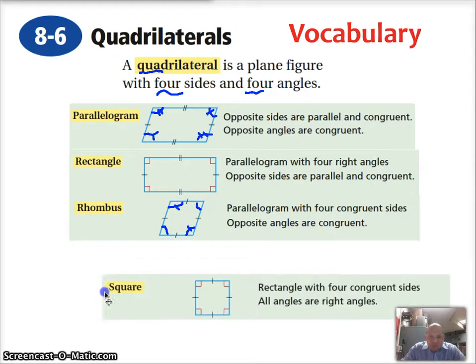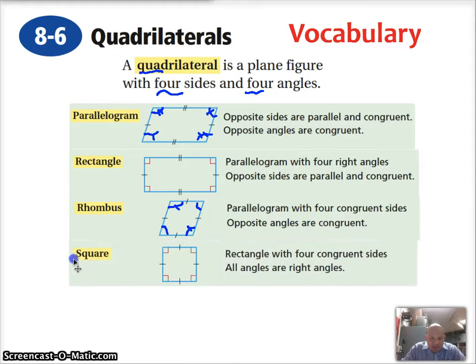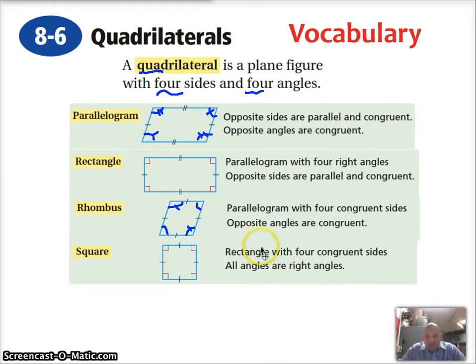Next, we have a square, another very common shape that you've seen. It's a rectangle with 4 congruent sides. The length of each of these sides is the same, and all the angles are 90 degrees or right angles.